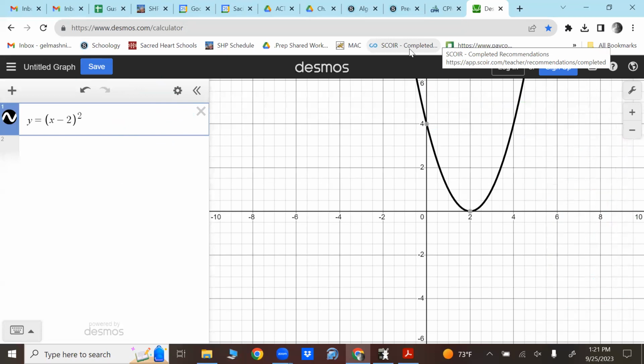And I'm asking you guys, what can I do to this equation so that it still touches at (2, 0)? It still opens up, but it's a different graph. It's not the same graph. How can I change this equation so that it still has everything else that's roughly the same, the vertex and opening up, but still not quite the same graph?